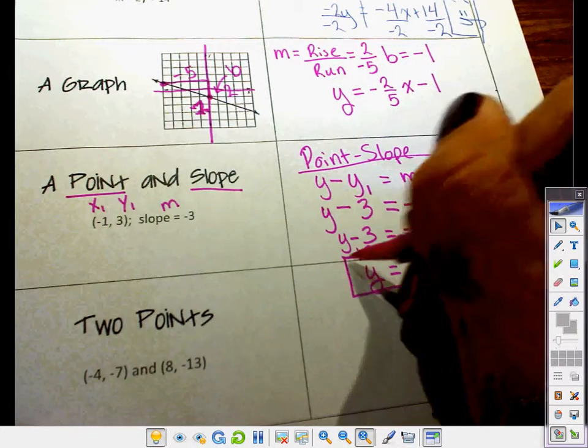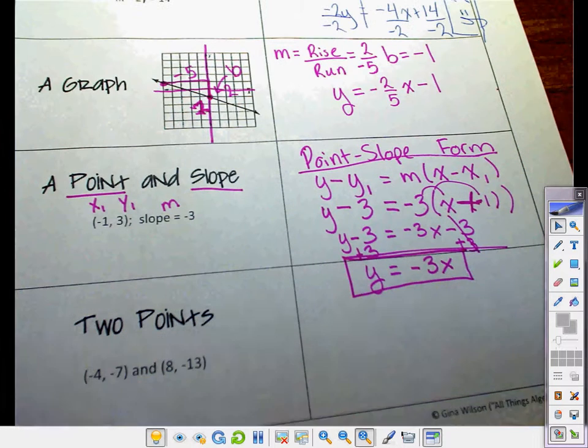Does that look familiar to yesterday's lesson? Kind of. Yeah. So what could I call that thing we did yesterday? Variation. What kind of variation? Slope and direct variation. Okay.